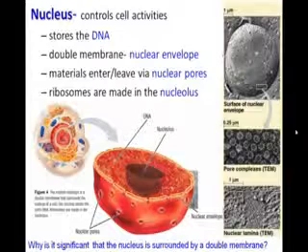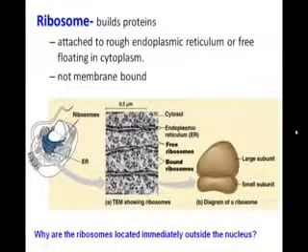Within the center of the nucleus is the nucleolus, and the nucleolus builds our next cell structure called the ribosomes. Ribosomes' chief job is to build proteins. They're attached to a structure called the rough endoplasmic reticulum, though you'll often find them floating in the cytoplasm. It's interesting to note that these are organelles that don't have a membrane around them.